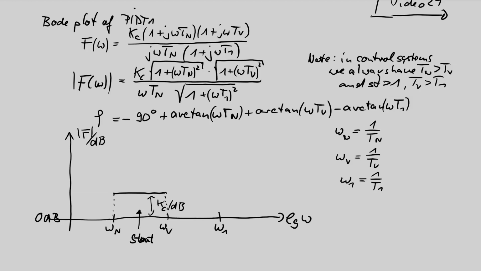Then the next point is, starting from this point, draw a straight line with a gradient of negative 20 dB per decade. That is the integrating part coming from this integrator. And starting with this cross point, draw the curve with a positive 20 dB per decade gradient that comes from the PD part.